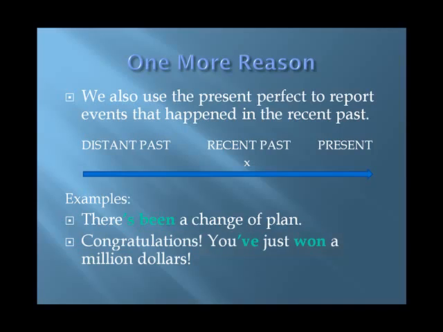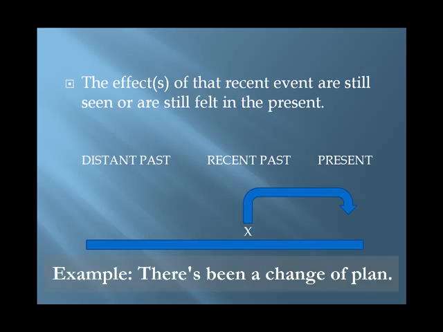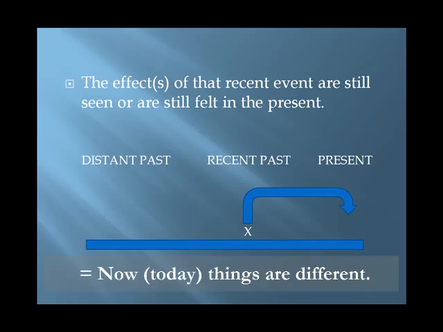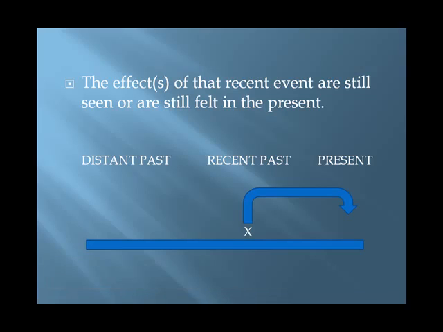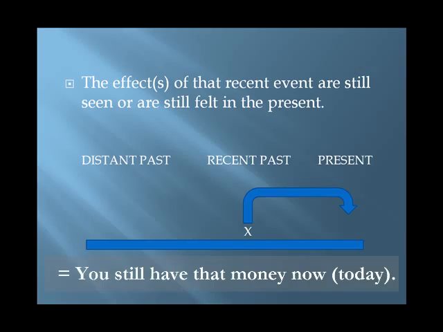The event is recent. The effect or effects of that recent event are still seen or are still felt in the present. For example, when I say there's been a change of plan, perhaps the change took place yesterday, but that means today things are very different. They're different from what we expected they would be. And if you've just won $1 million, perhaps you won that money yesterday, and you still have that money today.